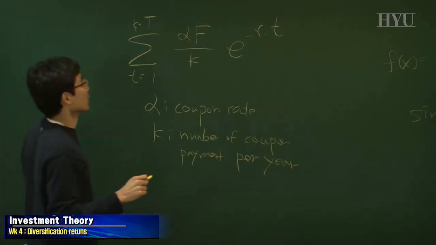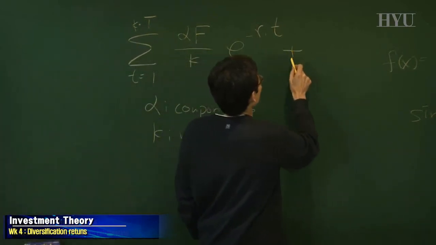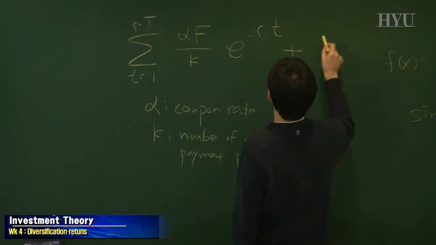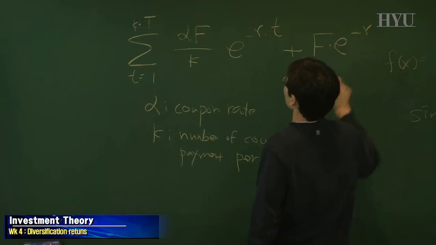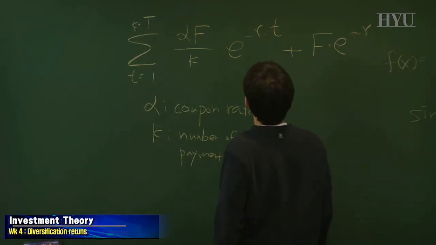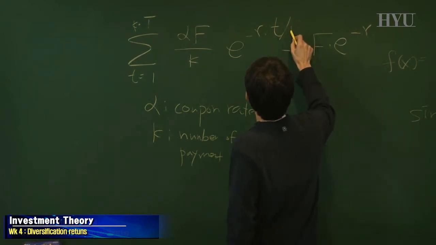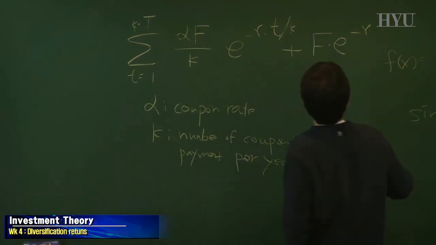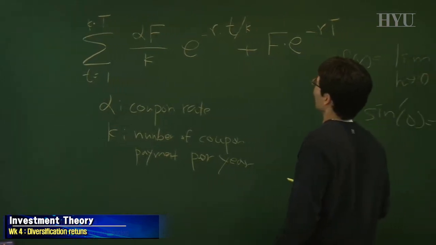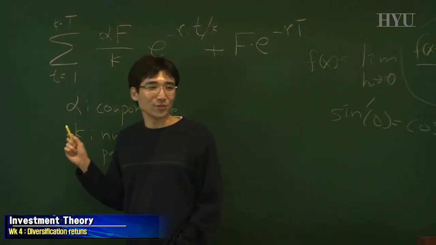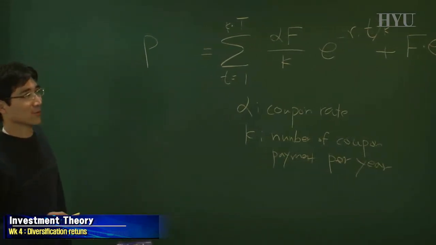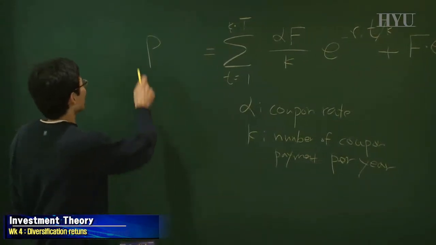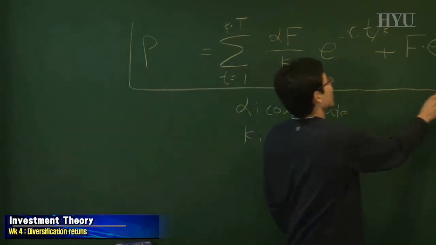Okay, and then plus, roughly speaking, it is F E minus R. Actually, it should be K divided by K R T. So it is the bond pricing function. P is the bond pricing function. You all remember this, right? So it is the bond pricing function.